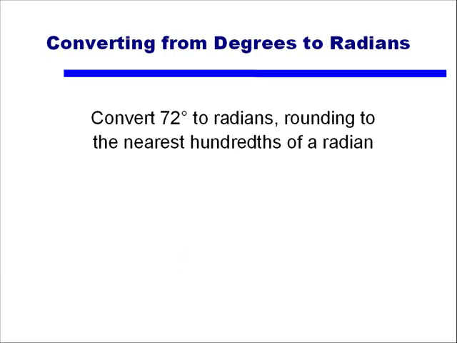You could, however, be asked to convert 72 degrees into radians, but with rounding, and in this case they're asking us to round to the nearest hundredths of a radian. You would still use the same unit fraction. Again, we want our degrees to reduce out of the numerator and the denominator, leaving behind radians. But what we'll do this time is use our calculator.